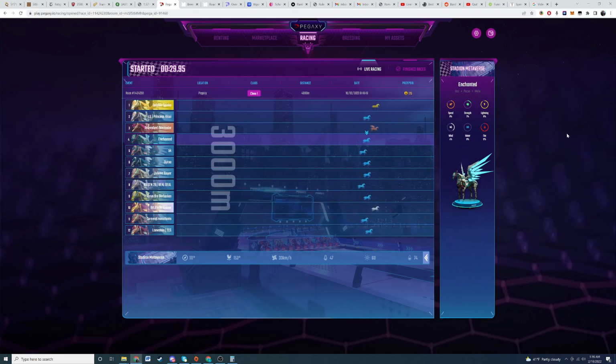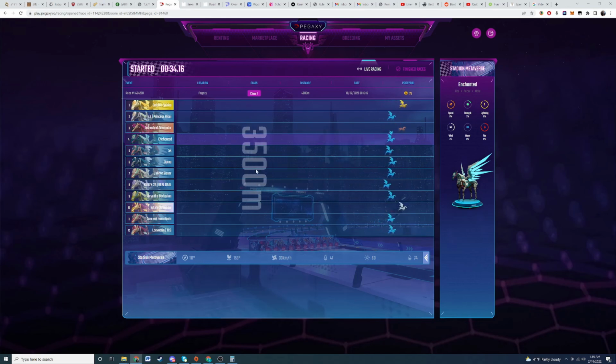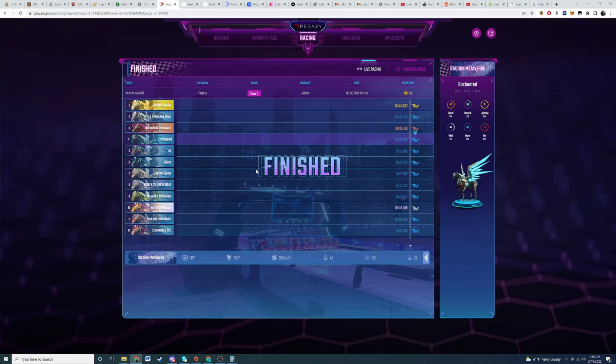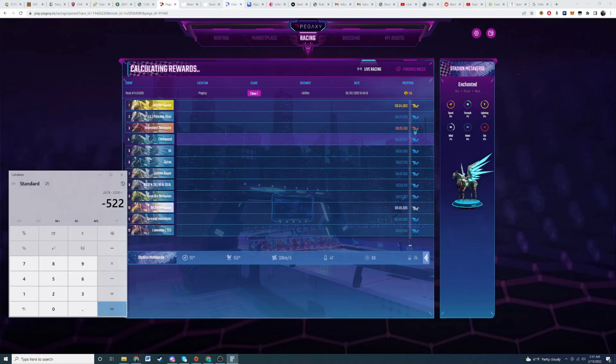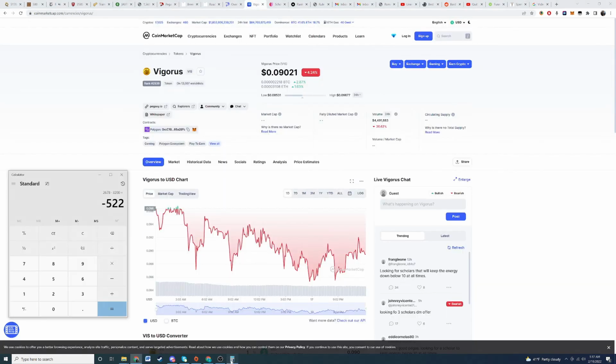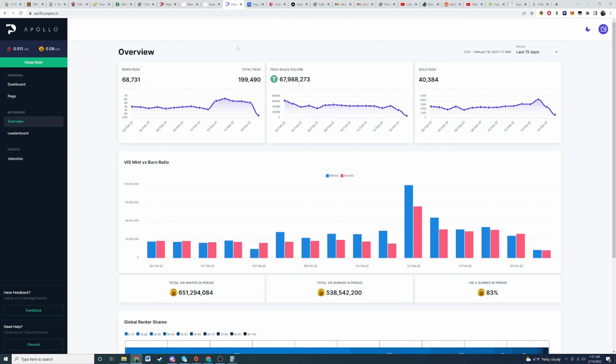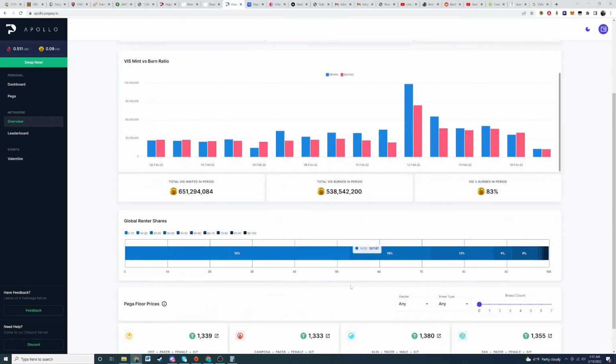And basically, the method for getting in without any out-of-pocket investment would be to become a scholar, get your 3 profit-sharing Pega rentals, and do your races every day on those 3 Pegas. We can do some math here. So we'll go back to the VIS price, and we'll go back to Apollo quick and take a look at the breakdown.